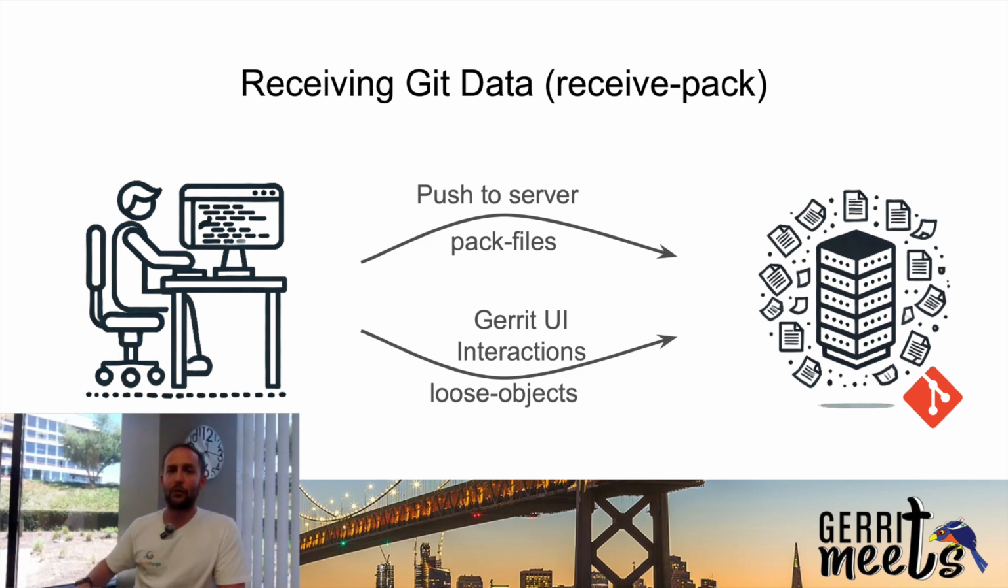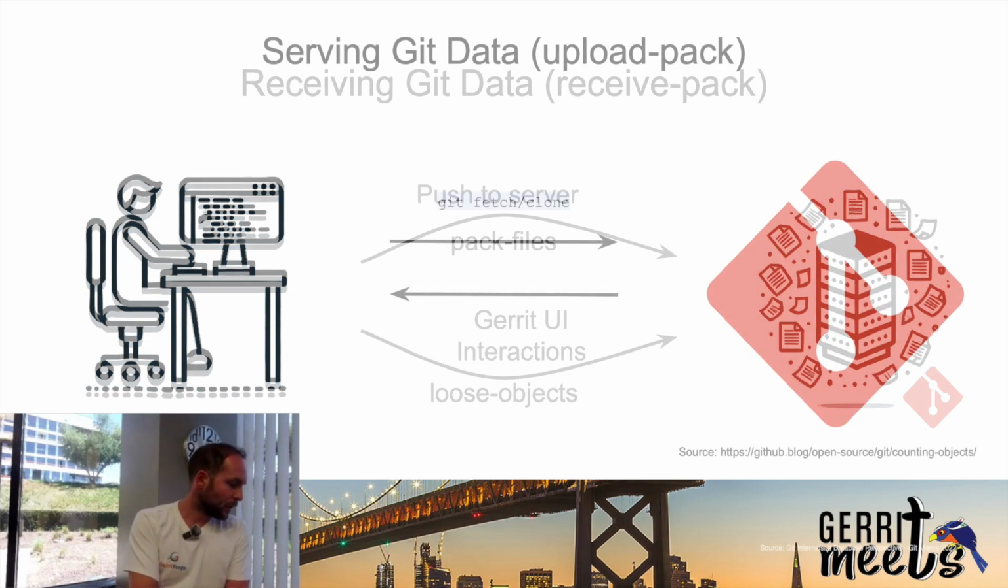While when you do Gerrit UI interactions, that creates loose objects. So this is different between Gerrit and GitHub, because GitLab and GitHub use a database. They don't use NoteDB, so they don't even create anything on the Git repo. They just create an entry in the database, right? But Gerrit using NoteDB creates loose objects, which then need to be garbage collected together with the pack files that we just created, right?